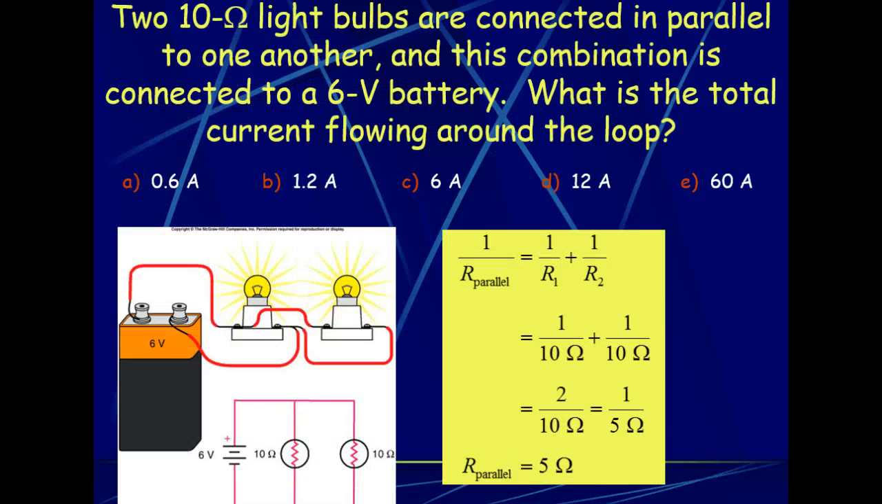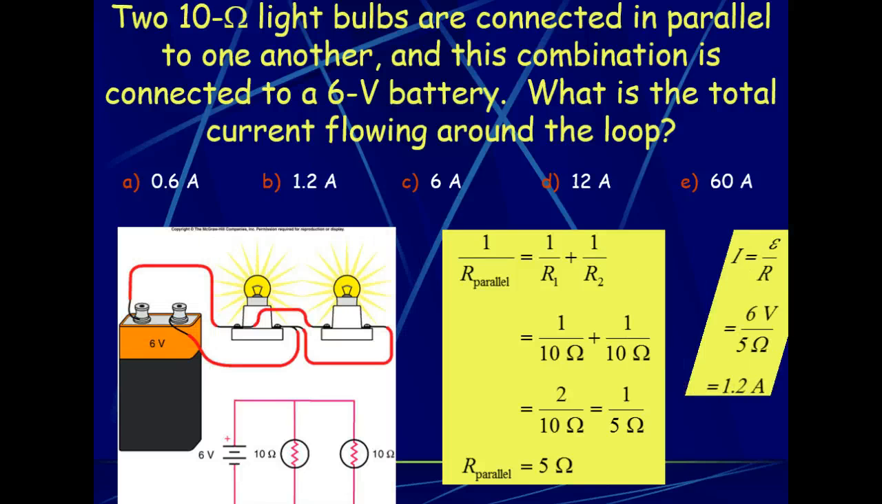So here we have 2 10-ohm light bulbs that are connected in parallel. If we wanted to know the total current flowing through the loop, first we would have to find the equivalent resistance. So since these are both 10 ohms, we have 1 over 10 ohms plus 1 over 10 ohms, which is going to equal 2 over 10 ohms. Now that's equal to 1 over the equivalent resistance. So the equivalent resistance, we're going to flip it, and that's going to be 5 ohms.